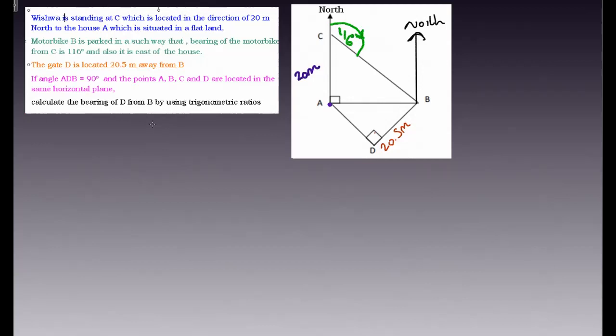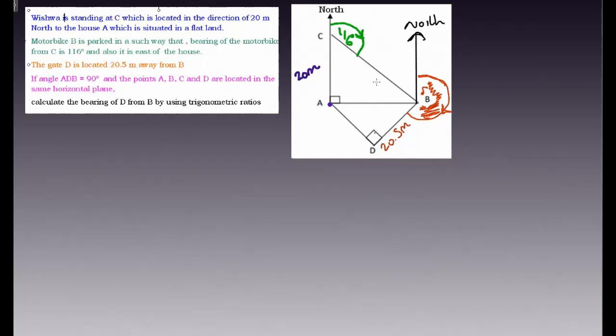The bearing of D from B. So we have to start from the north of B and go till the line which joins B and D. So what we have to find out is this orange reflex angle's magnitude, the size. All right, so what's the plan? How do we find it? There's a problem. What's the problem?